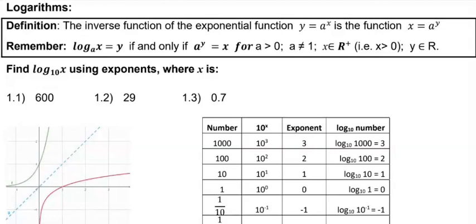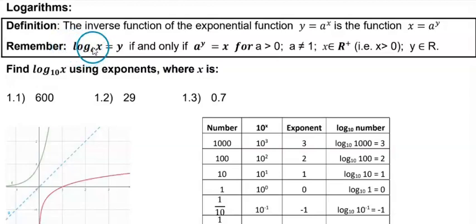Let's look at logarithms and why we need logarithms. First of all, let us read the definition. We see that the inverse function of the exponential function y equals a to the x is the function x equals a to the y. We just swap the x and the y. But we can now write that y as log of x to the base of a.